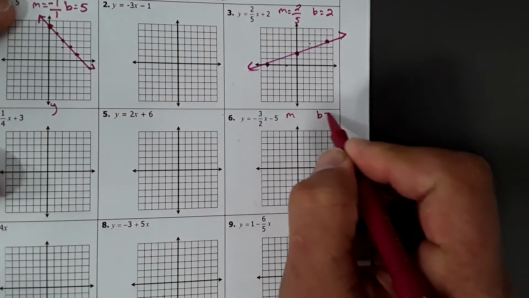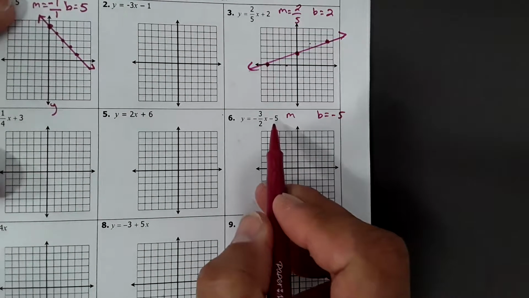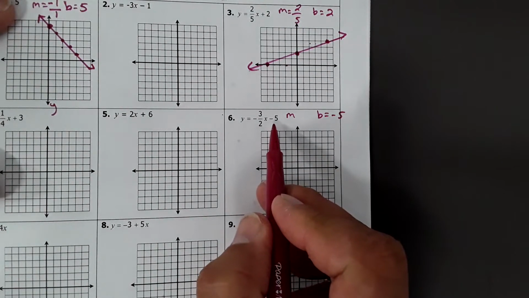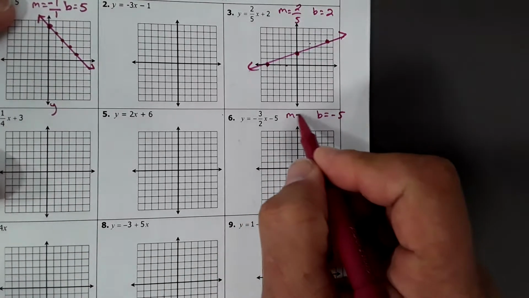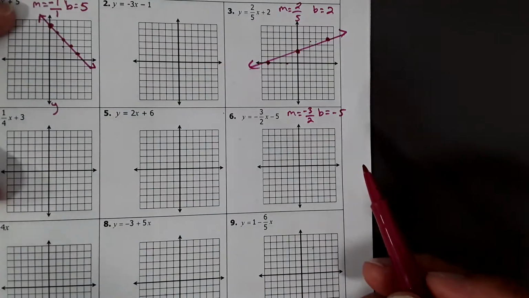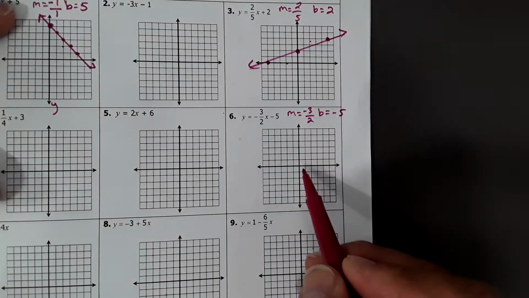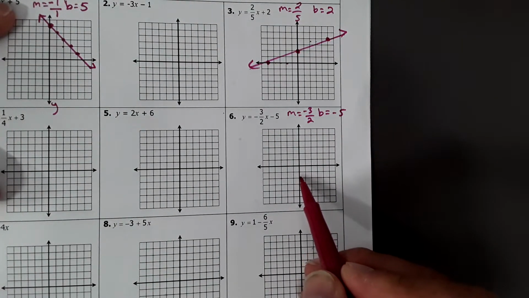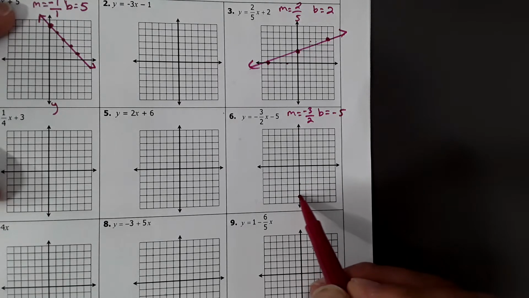Okay. Number 6. My b number is the constant, which is -5 in this case, because the subtraction sign means that 5 is negative. And my slope is -3/2. I'm going to begin with my b number at -5, so this time I'm going to go down. 1, 2, 3, 4, 5.